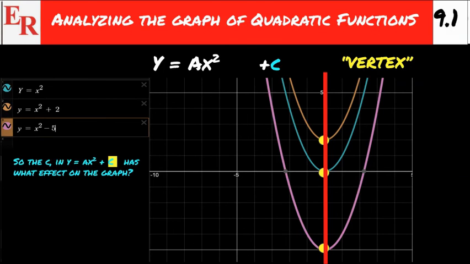So the c in y equals ax squared plus 0x plus c has what effect on the graph of the parent function? And the answer to that is it moves it up or down on the y-axis. So if we did 3x squared plus 4, we would say that the effect is moving the graph up 4.